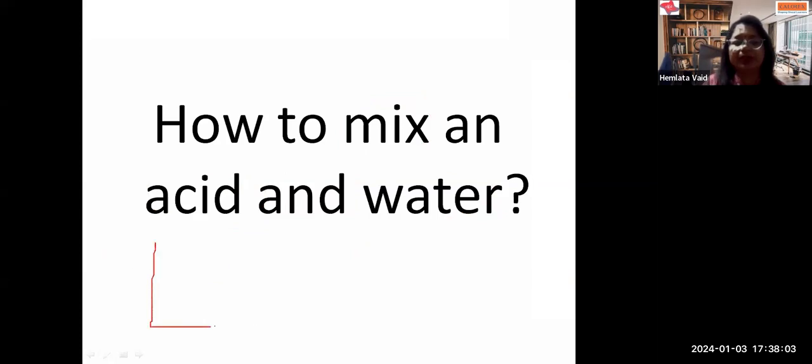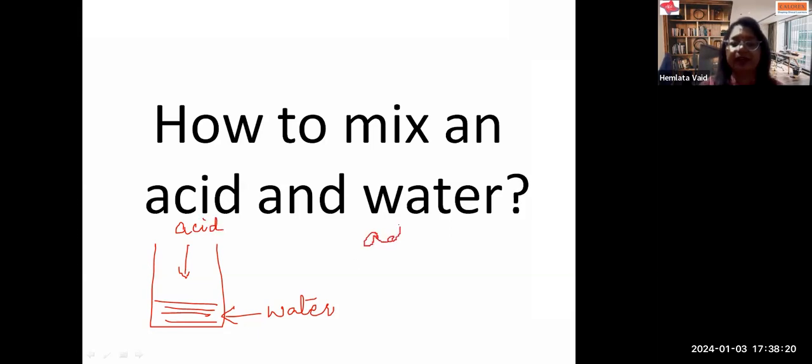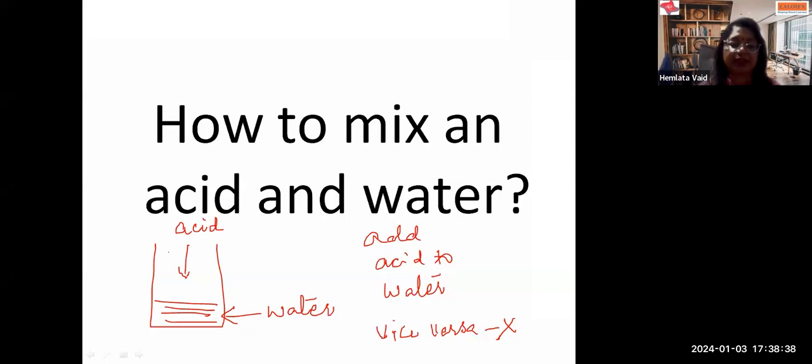The process is you take a container, a beaker, and fill it with water. This is the water filled in the beaker. And then you add acid into it. It means you should always add acid to water and not vice versa. You should not be doing the reverse of it. What is the reason behind it? Let us discuss.